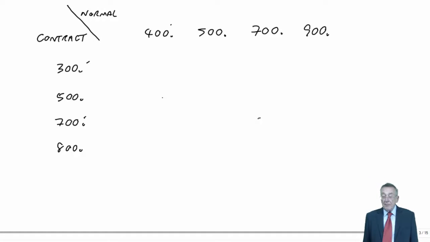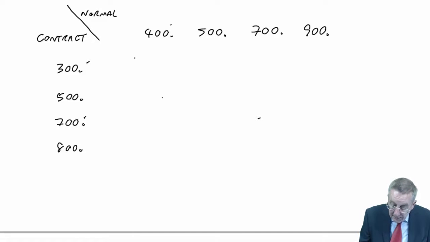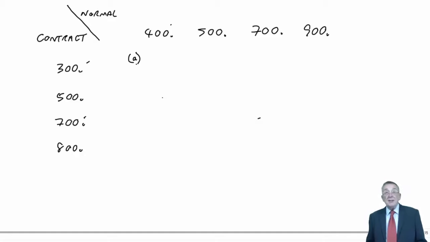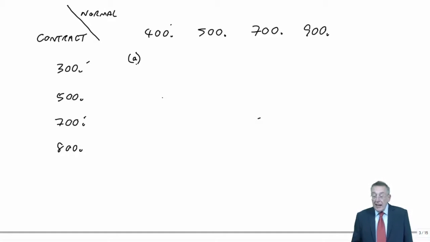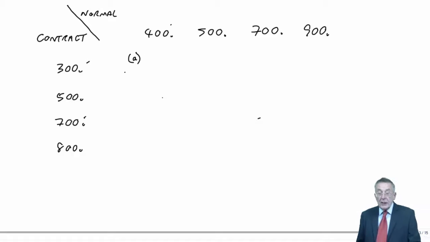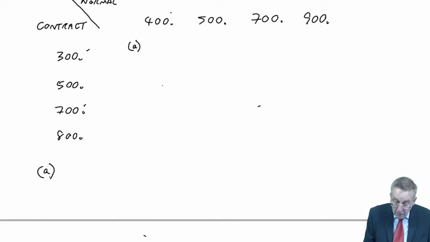It could depend. So let's work out in each case how much profit we'd end up with. I'm not going to do workings for every single one of them because it's fairly repetitive, but I'll label and show workings for some of them. Suppose we sign a contract for 300 and ordinary customers want 400. How much will we make?